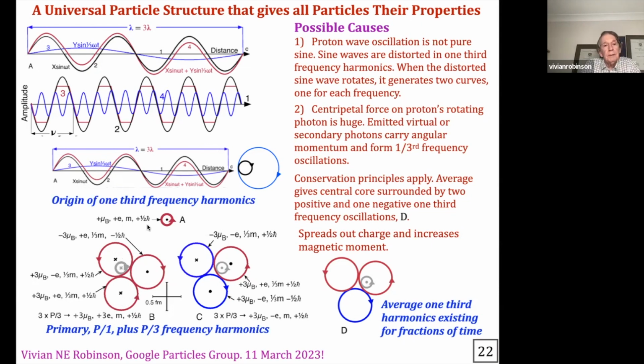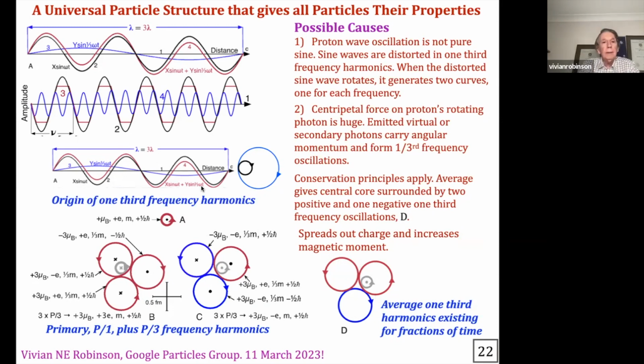Its spin is conserved, mass is conserved, but they're all positive. So charge isn't conserved. So with the equal probability of that occurring, you would have the probability of 2 negative charges and 1 positive charge, which would then give you a total out of the 6. You would have 4 positive and 2 negative, which gives you an average of 2 positive P/3 oscillations and 1 negative P/3 oscillation.